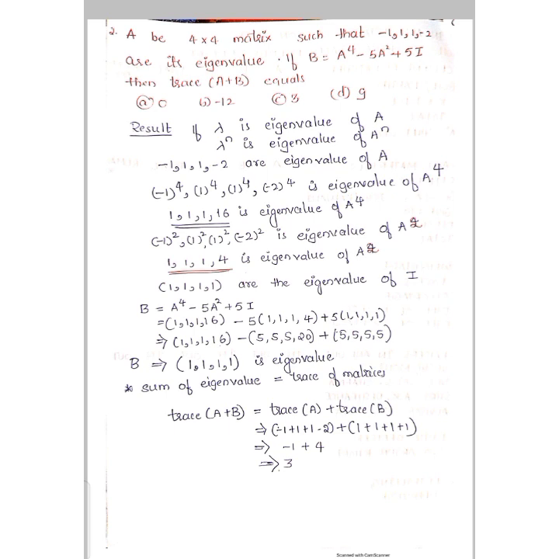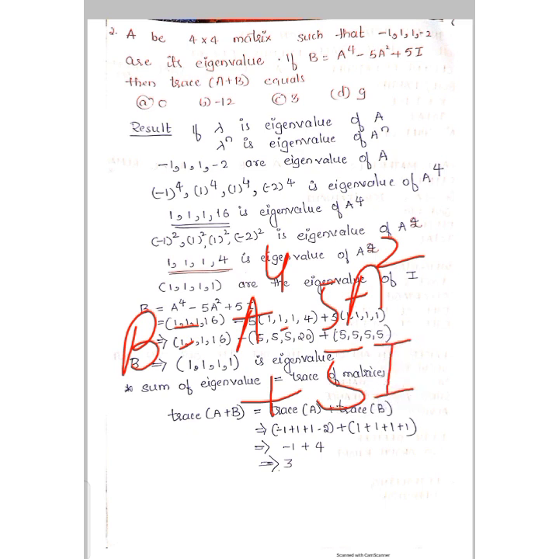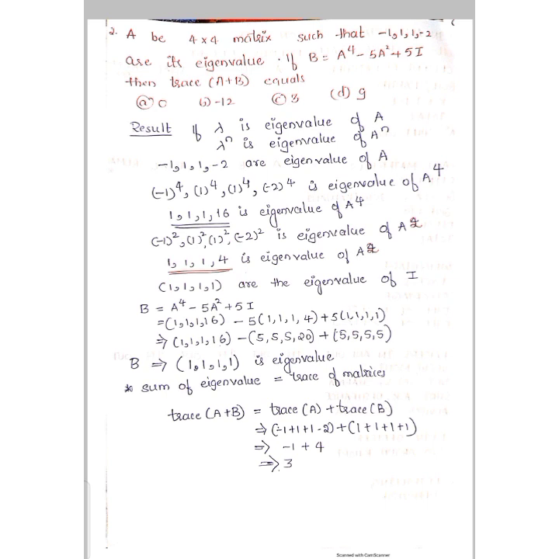And they have given you one equation, that B equals A raised to 4 minus 5 into A raised to square plus 5 into identity matrix. So B is also a matrix, which is equal to A raised to 4 minus 5 A squared plus 5 times the identity matrix. Then we have to find out the trace of the matrix A plus B.